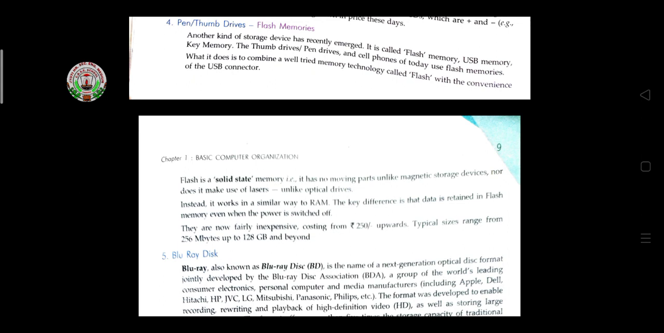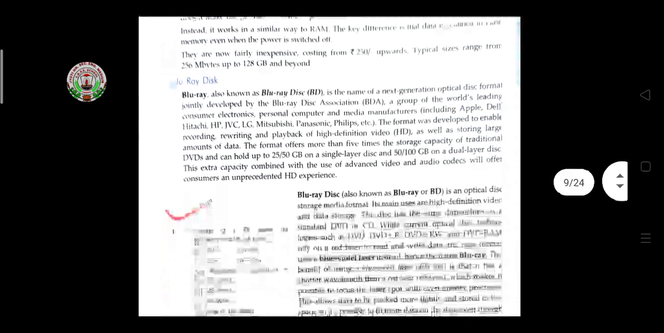They are now very inexpensive, costing rupees 250 upwards. Typical sizes range from 256 megabytes up to 128 GB and beyond. This is also used for storing the data.